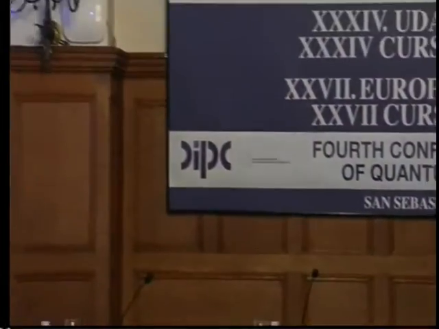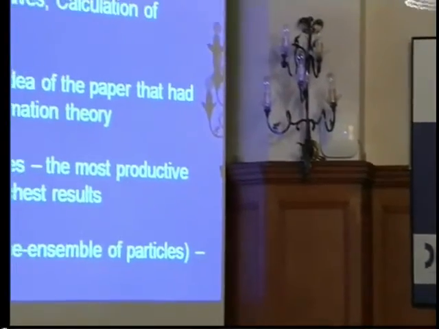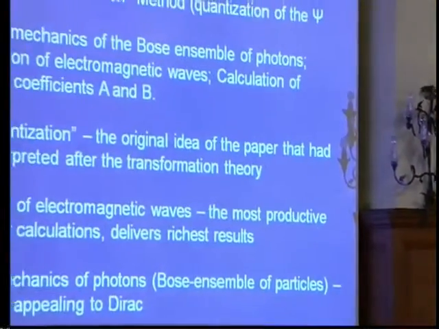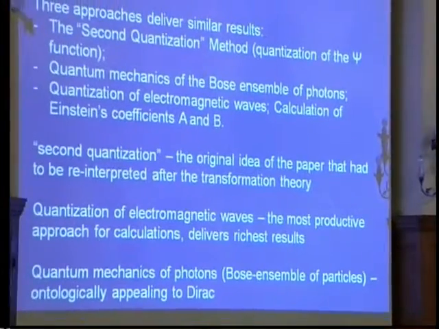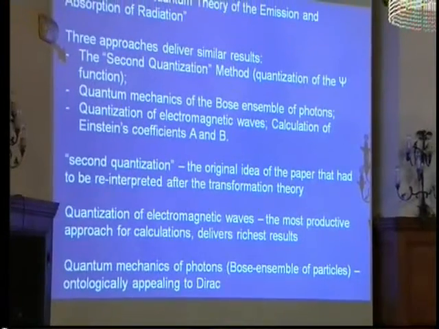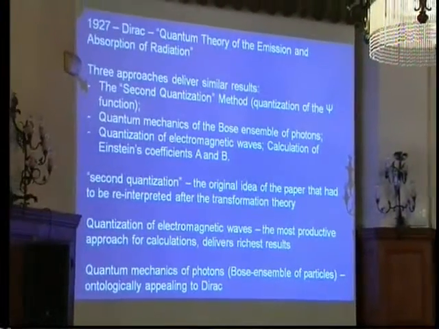Interestingly enough, there are three different approaches to how Dirac quantizes radiation in this paper. First, he starts with a very strange method, which afterwards would be called second quantization. Dirac doesn't use this term, but that's what he actually does. He takes a Schrödinger function, the psi function, and quantizes it, in some sense, a second time, without explaining why he does so. But that's what the paper actually starts with.